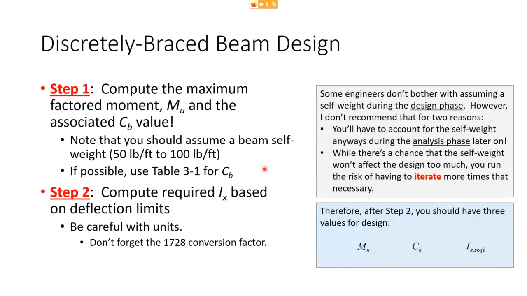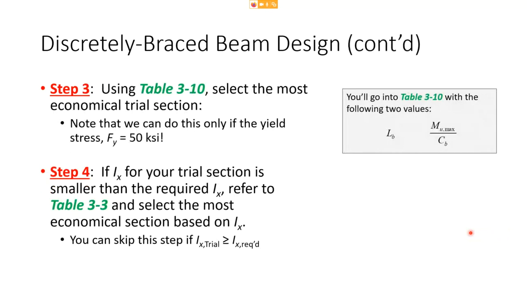Next, compute your moment of inertia based on deflection limits. If you have those, be careful with your units. Don't forget your 1728 conversion factor. So after step 2, you should at least have these 3 values: you should have MU, you should have CB, and you should have your required moment of inertia. What you're going to do is what we just did. You're going to go into table 3-10 with LB and MU over CB and select your most economical shape. Now, again, that's only true if FY is 50 KSI, but for wide flange shapes, that's not a big deal.